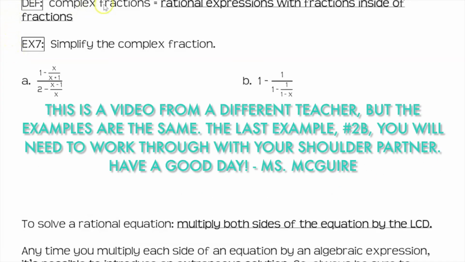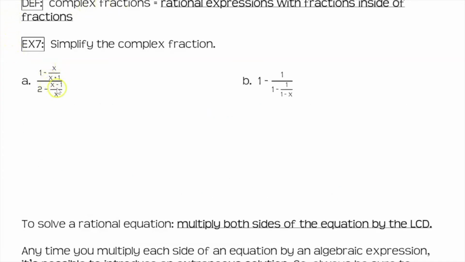Okay, a complex fraction is basically a fraction in a fraction, and this is not in simplest form, so we need to just eliminate that. And the easiest way to do this is to multiply both the numerator and the denominator by the LCD. So let's figure out what the LCD is again.